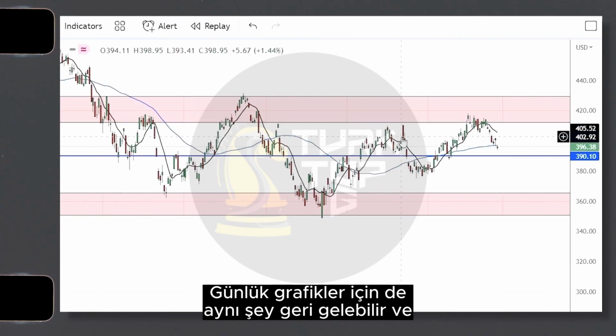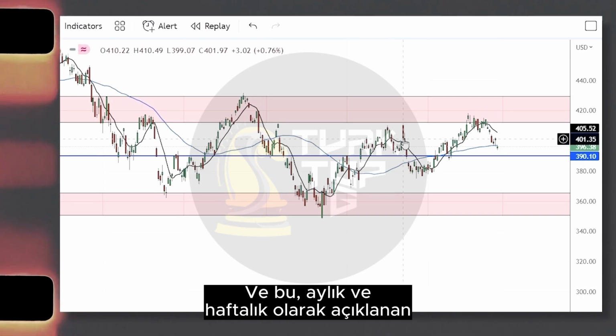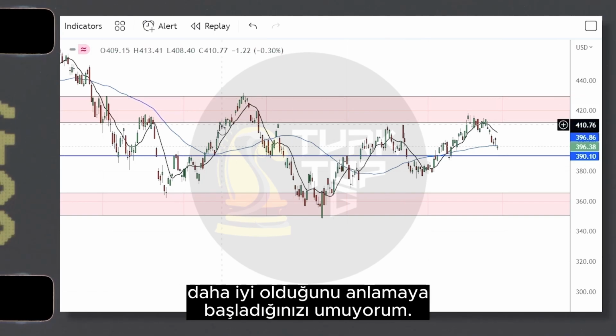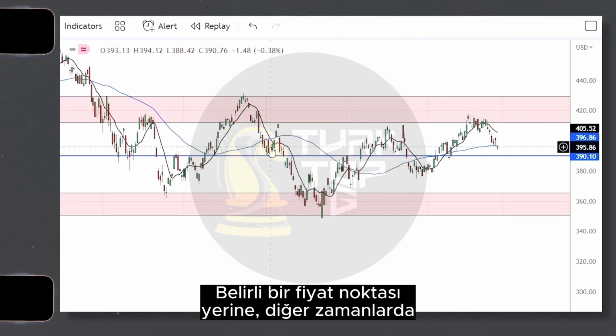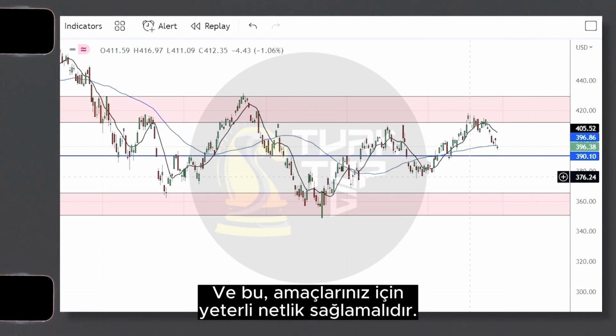Same thing for the daily charts. You can come back and then draw the zones based on the concepts I just described on the monthly and weekly. But I hope you're starting to see why sometimes it's better to draw the zone as a range rather than a specific price point, while at other times you can simply draw it as a price point, and that should provide enough clarity for your purposes.